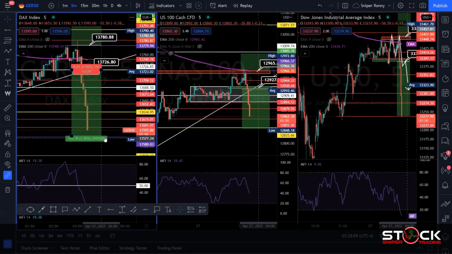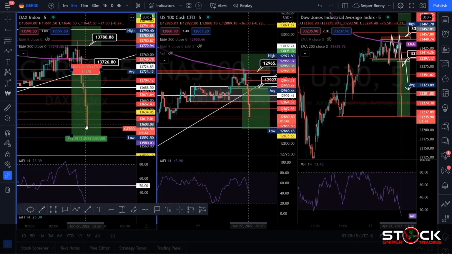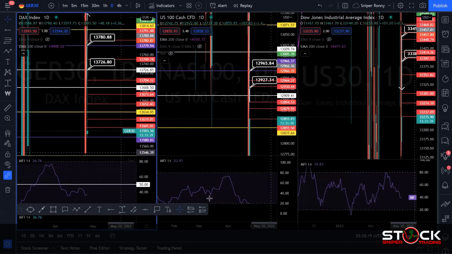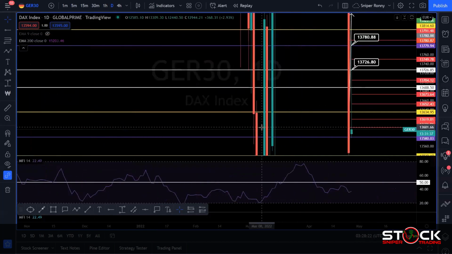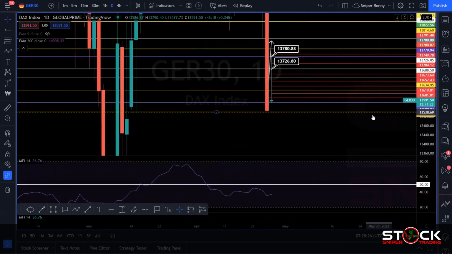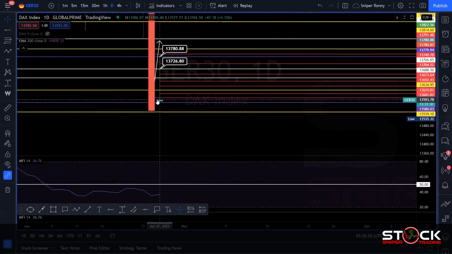Look at the purple line on DAX. Remember the purple lines? That is my daily low. Let me show you the daily candle, guys, to show you what is going on here. Let me just go to DAX right here. Look at the daily candle, guys. Look at the rejection on today's. It was all London. We caught it.